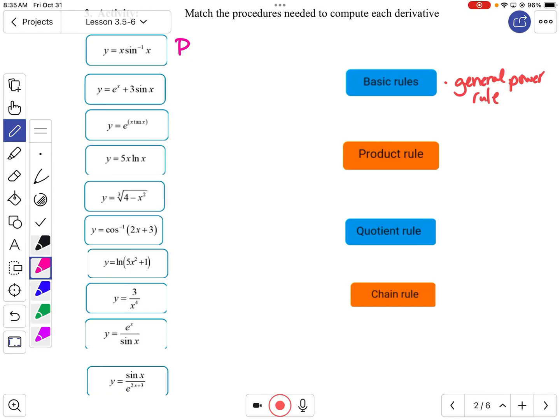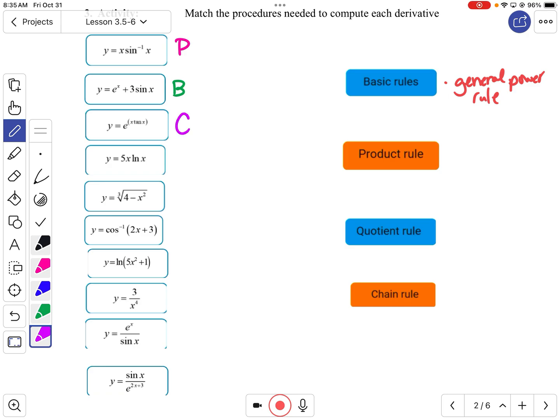What about the second one? Yeah, that's just basic. We're going to do e to the x, and then we're going to do 3 sine of x. Just our basic rules, we'll do that one. What about the third one? That's chain rule, okay? We've got e and then a bunch of stuff inside of there, so chain rule.